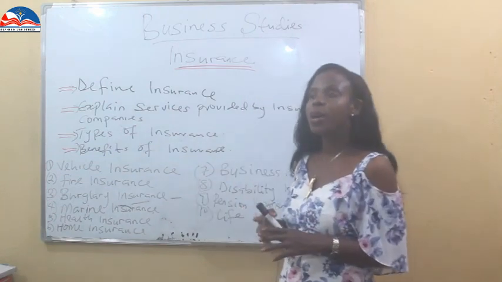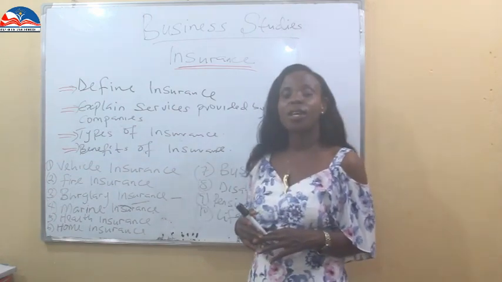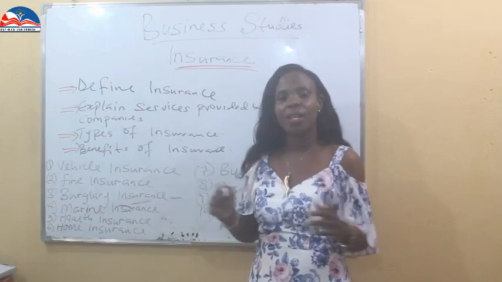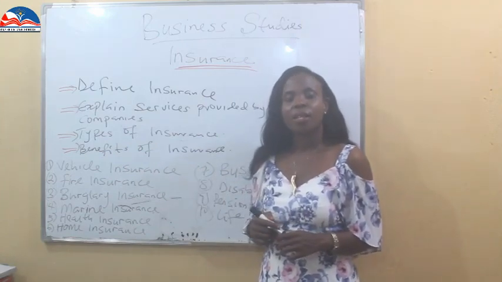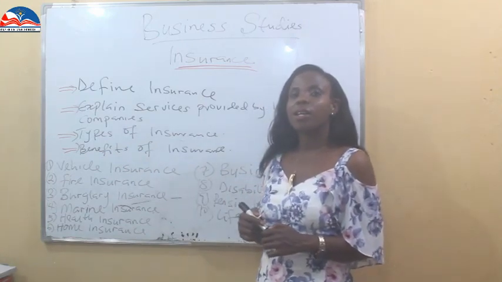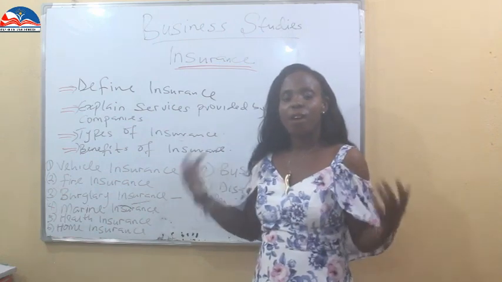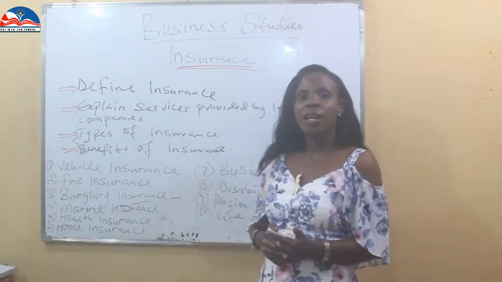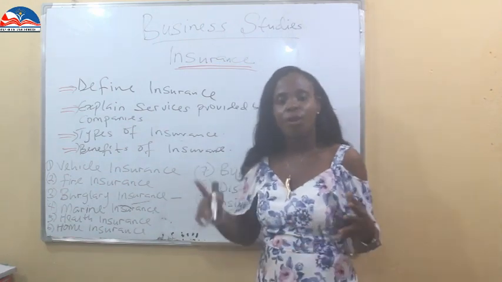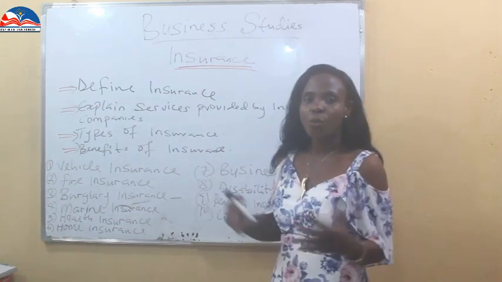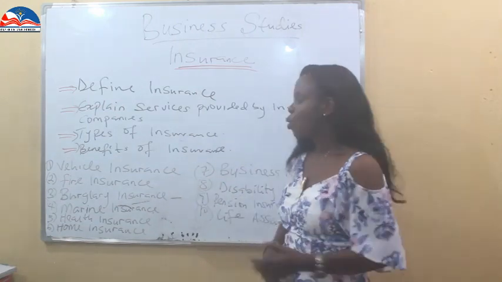Remember when I was explaining insurance, that you can insure anything that can have problem along the line. Harm can come, accident can come, and whatever thing that can lead to loss of property can be insured against.